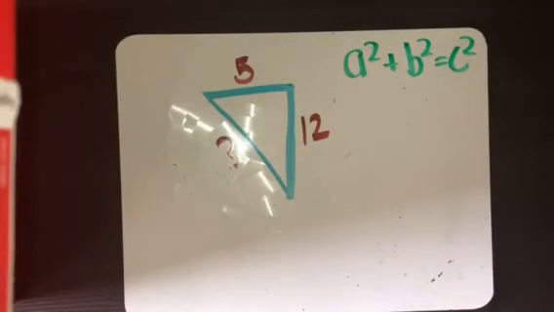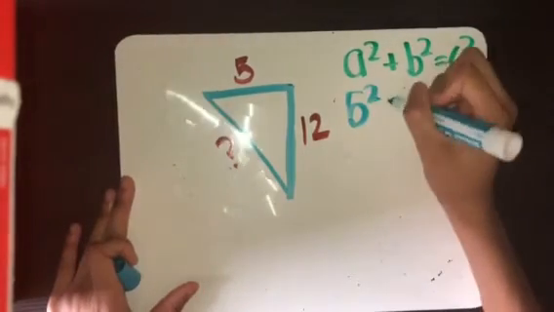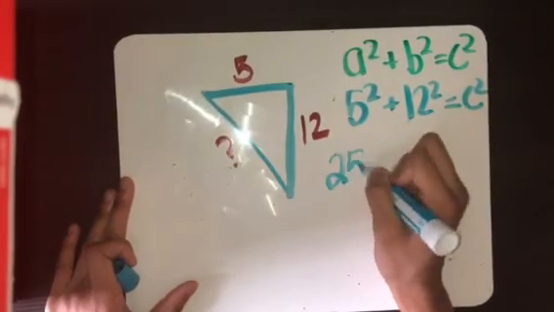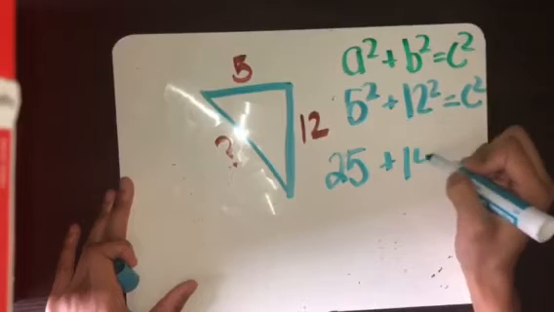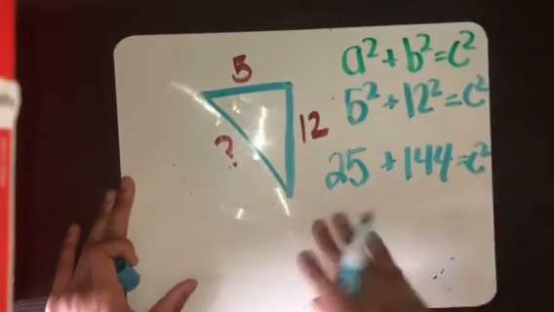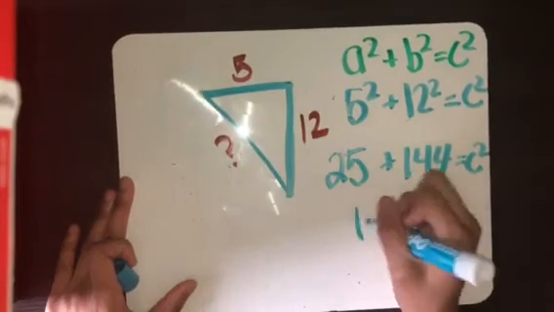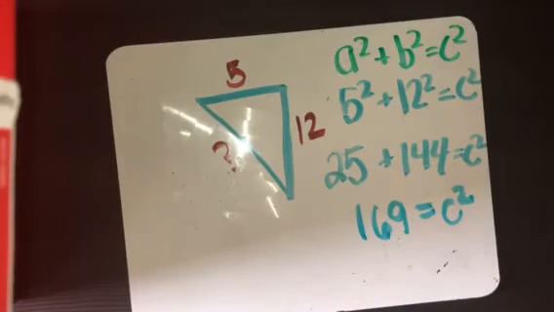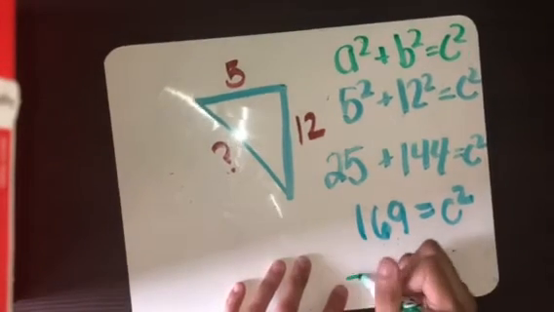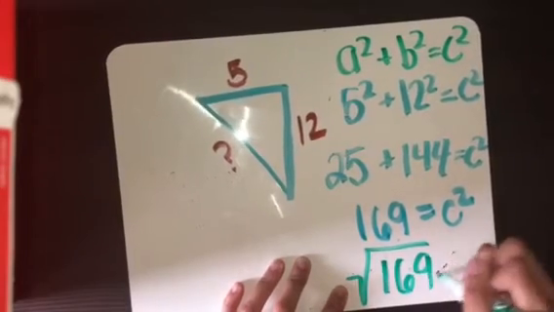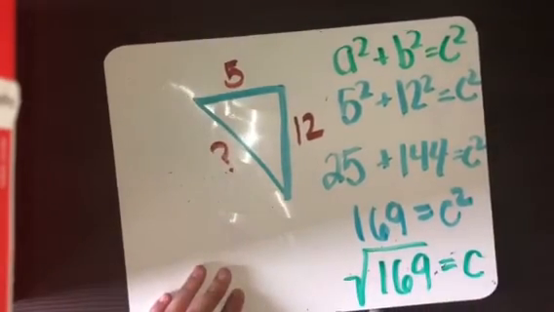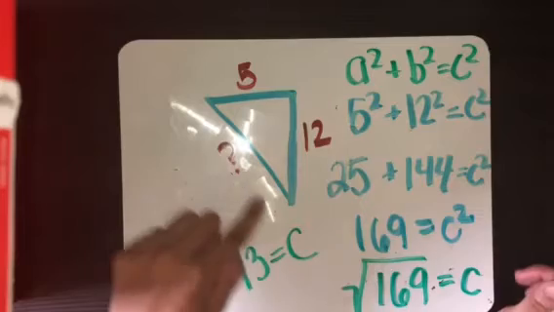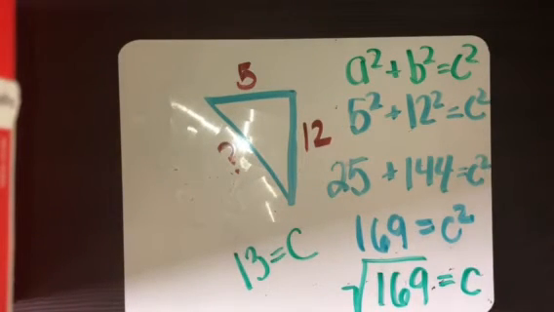So we can say A is 5, so 5 squared plus 12 squared equals C squared, all right? 5 squared is 25 plus 12 squared, which is 144, equals C squared. Once you add those together, you should get 169 equals C squared. Remember that the way that you take away a square is to square root it. So the square root of 169 will give us C. And we know the square root of 169 is just 13. So C is 13. So this side length is 13 because we just figured it out, all right?